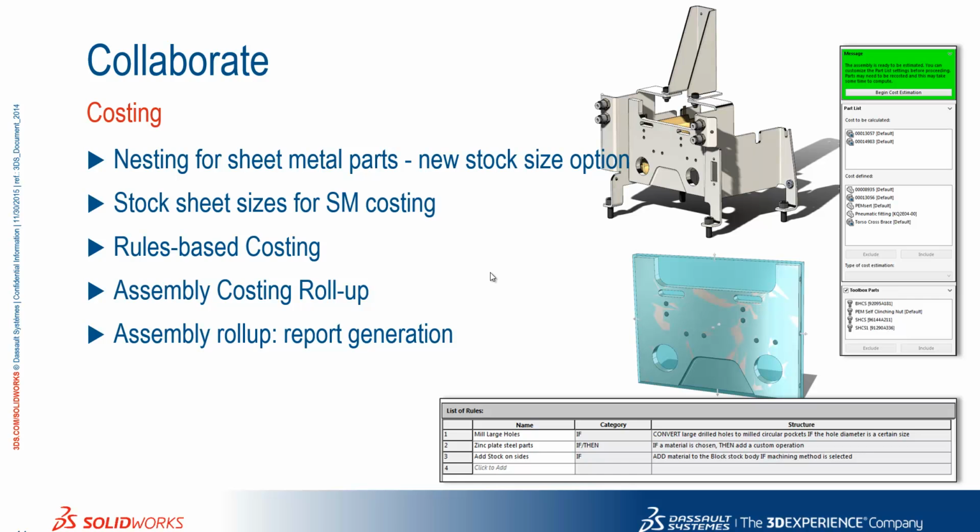We can now do nesting for sheet metal parts. We have a new stock size option. You can define stock sheet sizes for sheet metal costing. We have rules-based costing. We have an assembly costing roll-up and assembly report roll-up report generation.